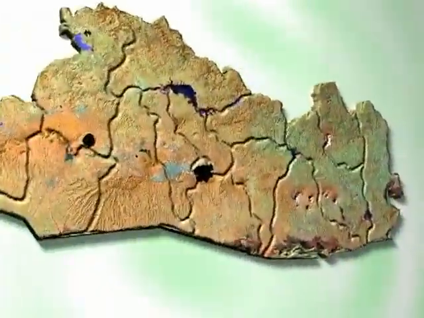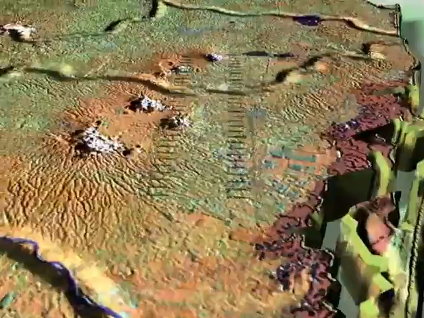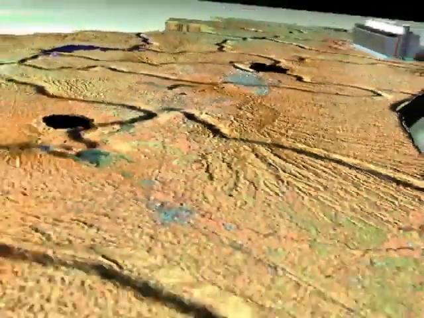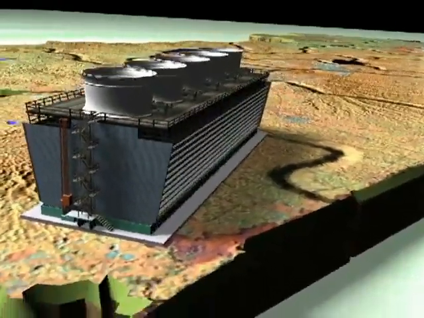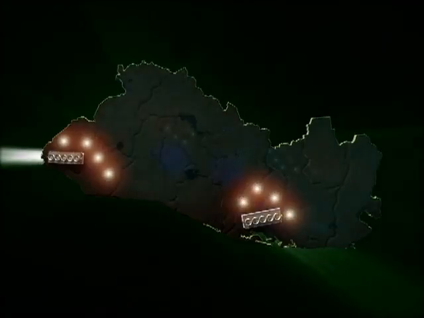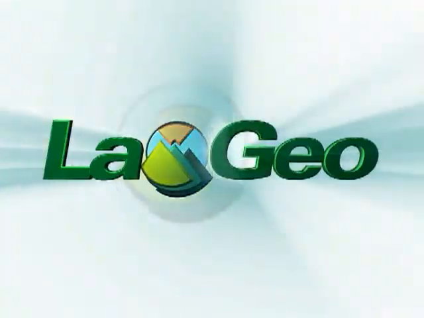In El Salvador, geothermal energy contributes 25% of the total electricity required by the country to meet its demand and consumption. It represents a better alternative for the future energy supply in the country and the region. La Geo, clean energy for a better planet.